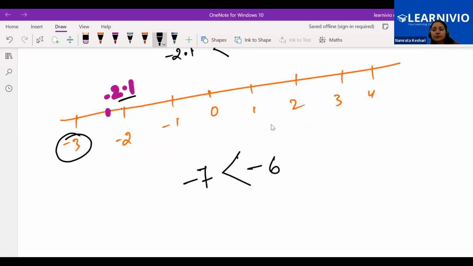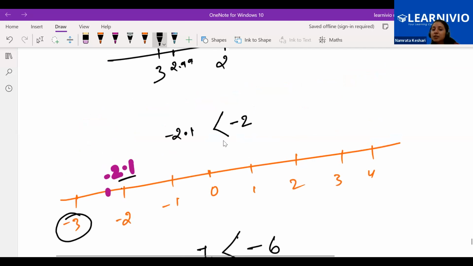Do you know that? Alina, I'm asking you, when we are comparing two negative numbers, do you know that whatever looks smaller is the bigger one? Yes, ma'am.